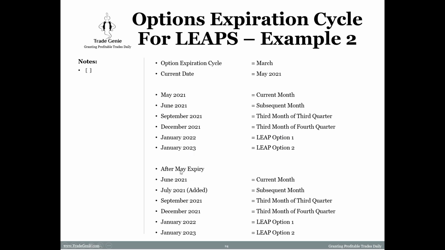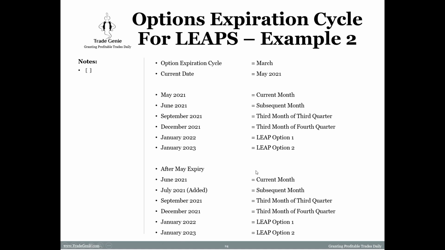But what happens when the May expires? When the May expiry comes, and it belongs to March, what happens here? June becomes the current month. June was the subsequent month, now becomes the current month, because we need a subsequent month. The subsequent month after June is July. So July 2021 is added as the subsequent month. September 2021 was there, so it's here. December 2021 was there, so it's there. And then we have the 2 Januaries, January 2022 and January 2023.